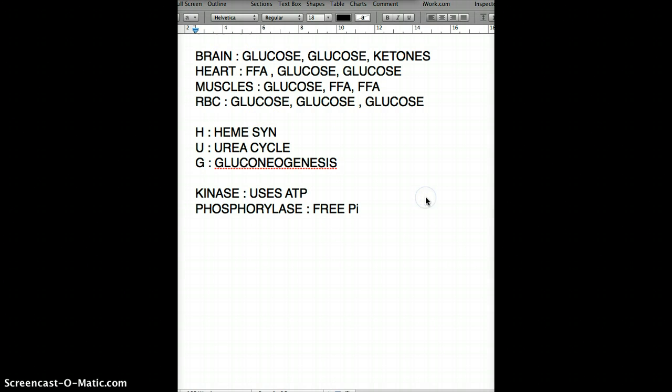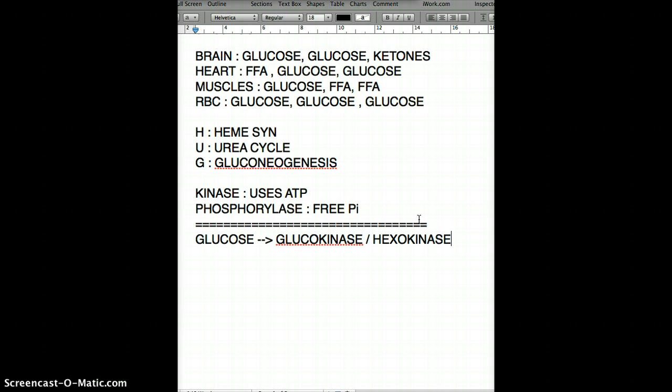Now that we have that out of the way, let's start talking about glycolysis here. Glycolysis obviously starts with glucose, and glucose uses an enzyme called glucokinase, or hexokinase, either one. It uses glucokinase or hexokinase to make glucose 6-phosphate.